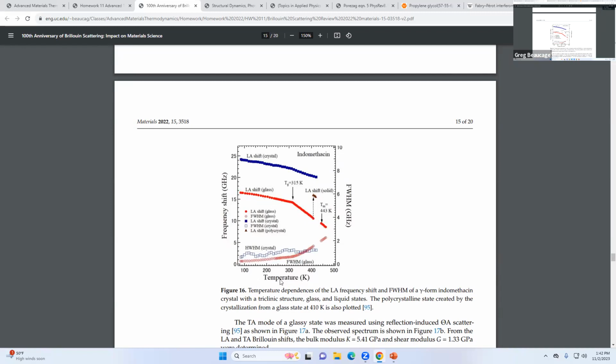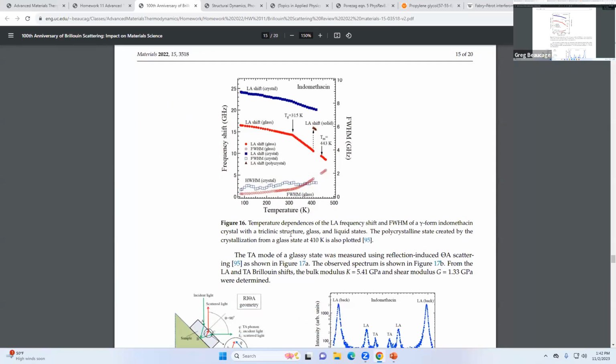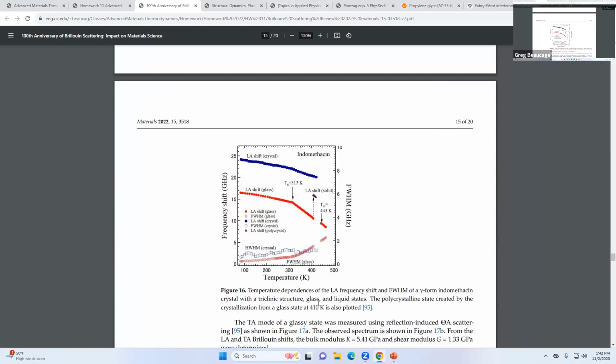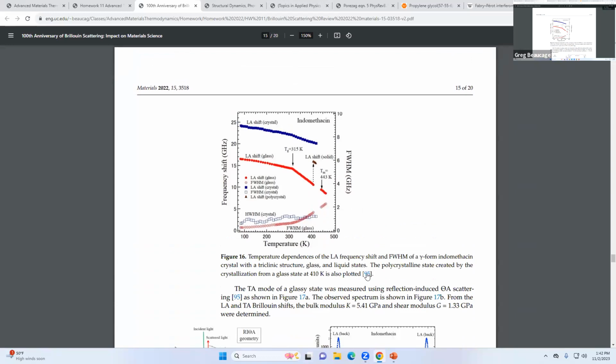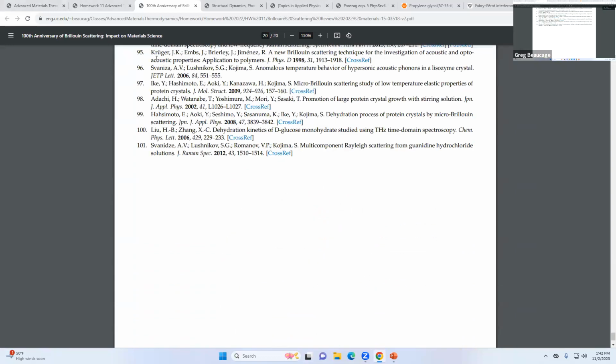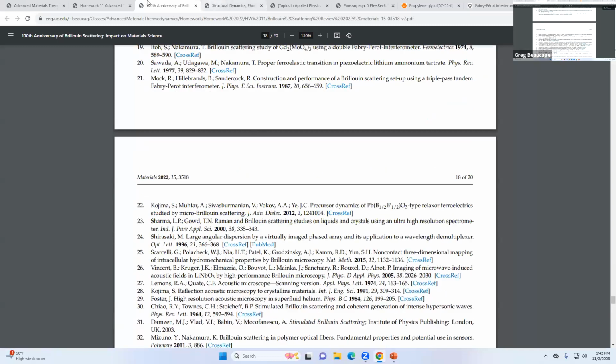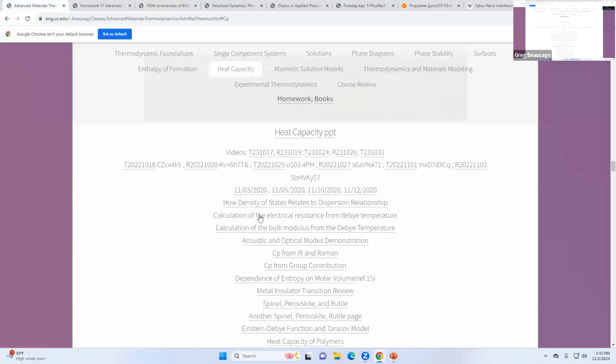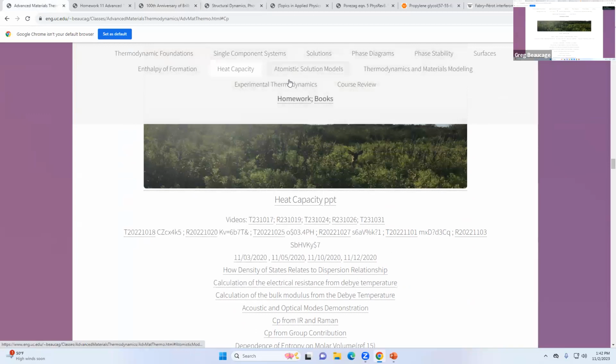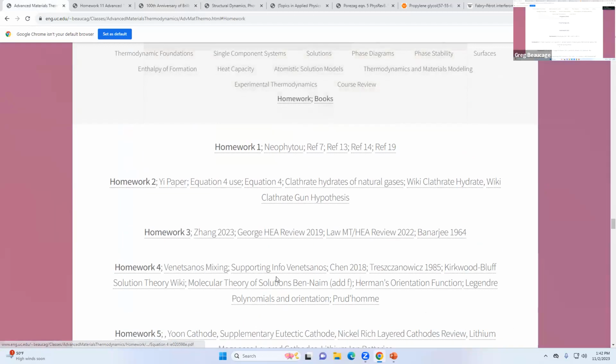And then there's, so he talks quite a bit about this pattern. He says something about it. And then I don't know if I dug up this paper or what, 95 Newtonian scattering technique for investigating acoustic and optoacoustic properties. Application to polymers. No, I don't have that paper. For some reason, I stuffed in this other paper here. This is from an old homework, you know.